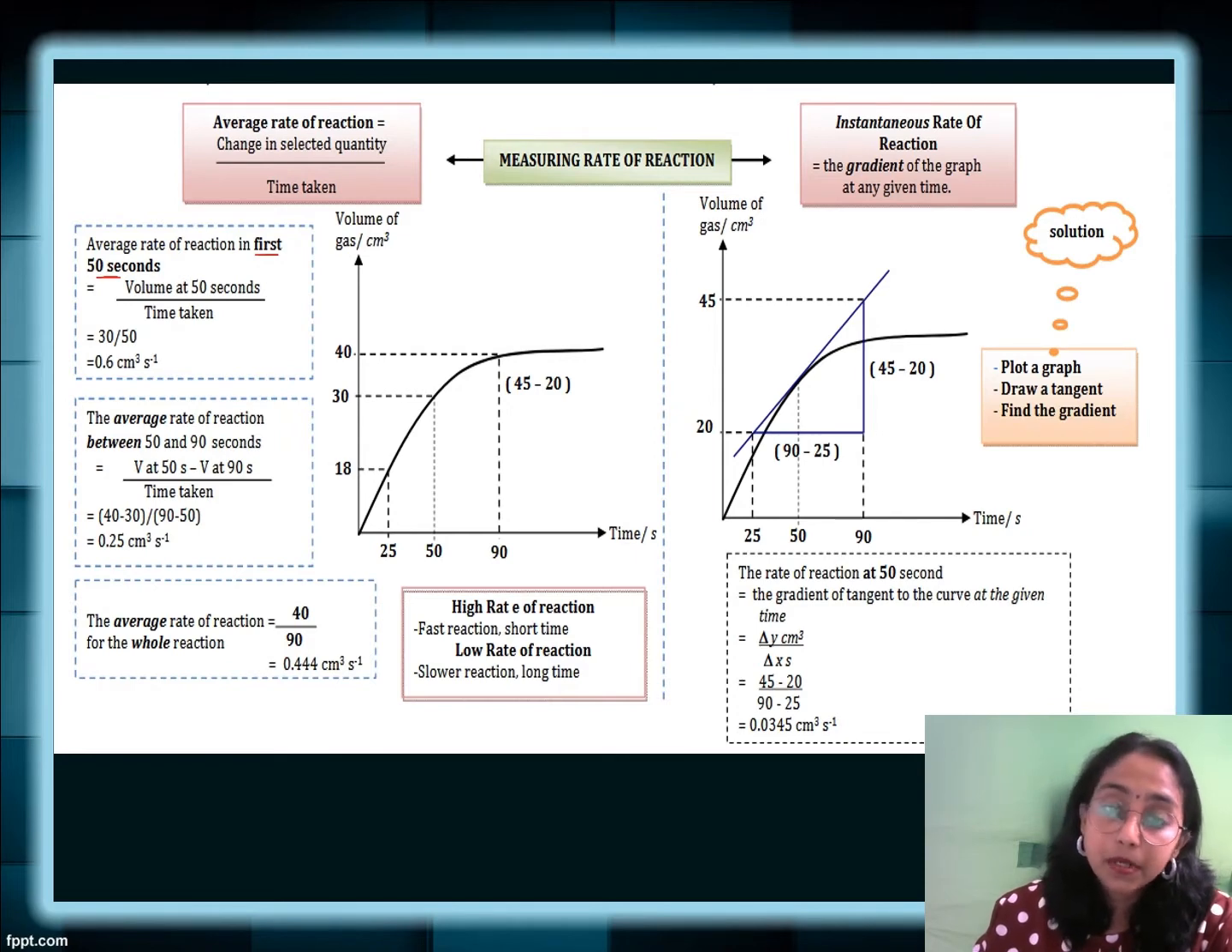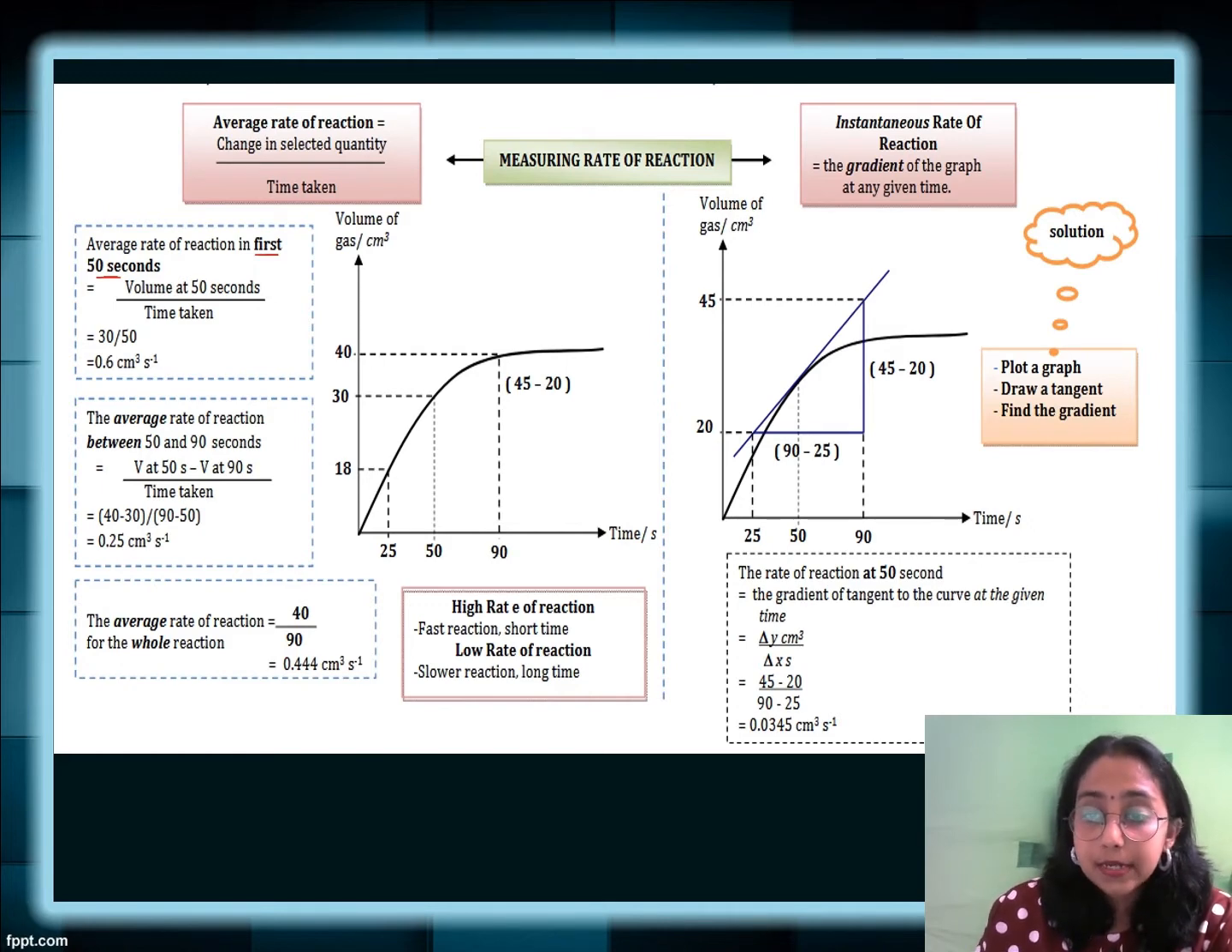The very important part here, when you're calculating your average rate of reaction, is to make sure the period of time taken and the data you are taking in your calculation are correct. Make sure you take the correct data.